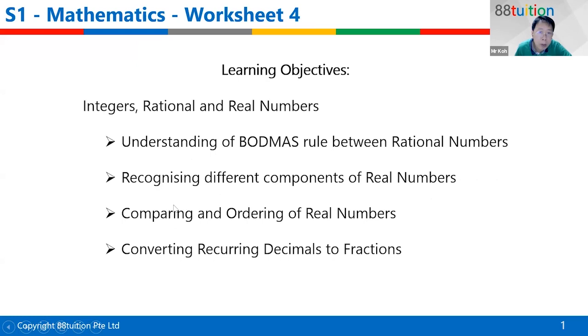Comparing or ordering means you may have to arrange them in, let's say, ascending order or descending order. Then converting recurring decimals to fractions. All right, so basically, this is what we're going to cover today. So let's look at the question.